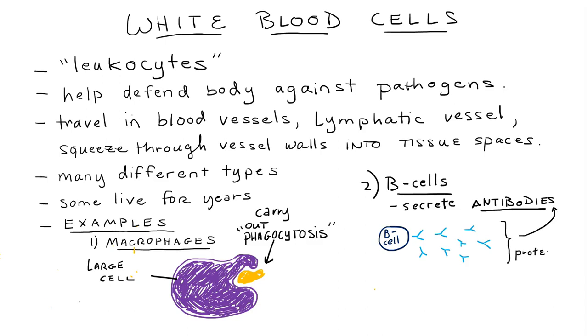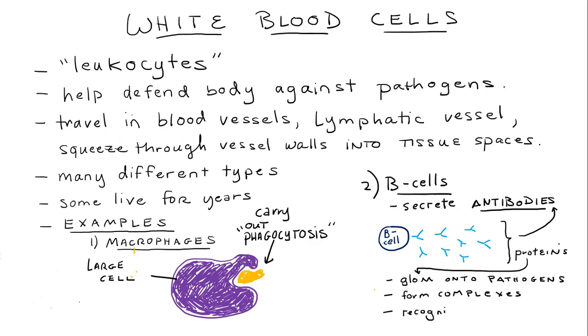They form complexes with pathogens, especially small molecules that get into the body. If an antibody forms a complex with a small molecule, then it becomes large enough to be recognized by macrophages. So in this way, antibodies protect us from foreign invaders.